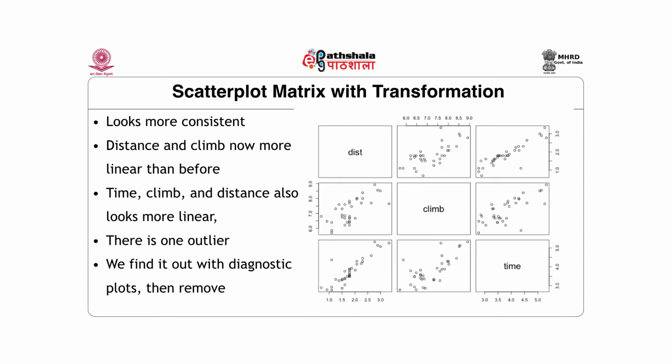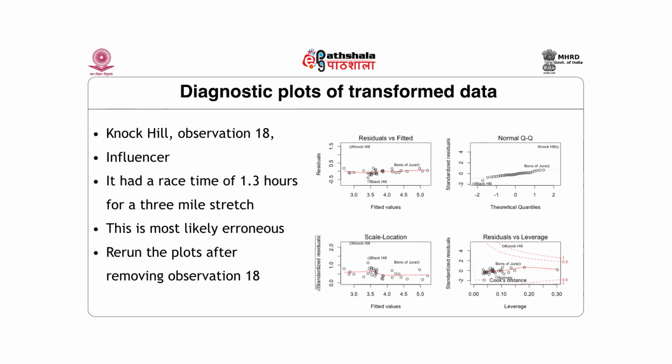But here is the thing. We can see, if we look carefully, that there is one outlier that needs to be taken care of. So we know by this time that in order to find out an outlier, we need to run some diagnostic plots. So diagnostic plots are hereafter. When you look at the diagnostic plots, you can see that the Knock Hill race, observation number 18, is an influencer because the Cook's distance exceeds the magic value of 1.